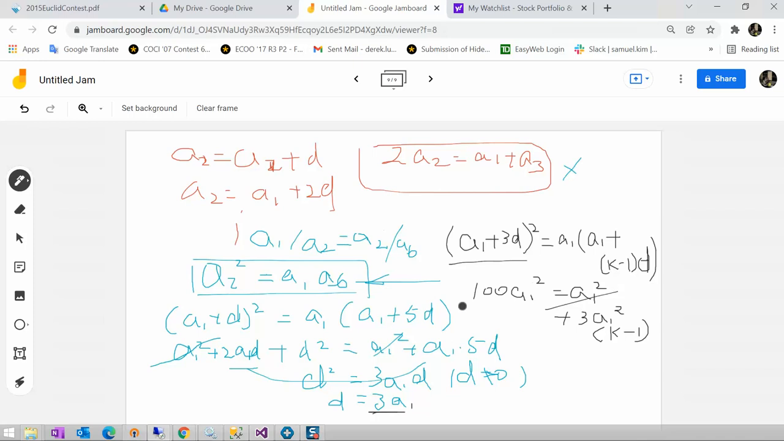Then if we want to divide by this one, we should state the reason again. Because D is not equal to 0, A1 cannot be 0. So A1 is not equal to 0, and we can divide by it. Then 33 equals K minus 1, and therefore K equals 34.